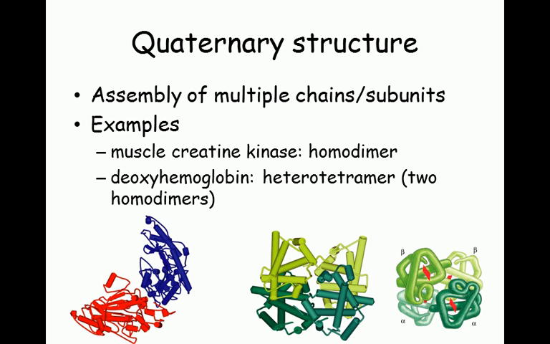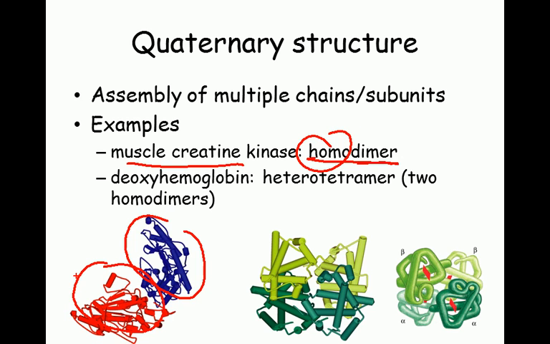The quaternary structure just refers to having multiple chains, multiple proteins, multiple peptides forming a complex three-dimensional shape. And some examples are these homodimers of muscle creatine kinase. When you see a homodimer, it means that the two proteins are identical copies. So two of the same protein come together to form a dimer. The deoxyhemoglobin is a heterotetramer, and it's composed of two homodimers.